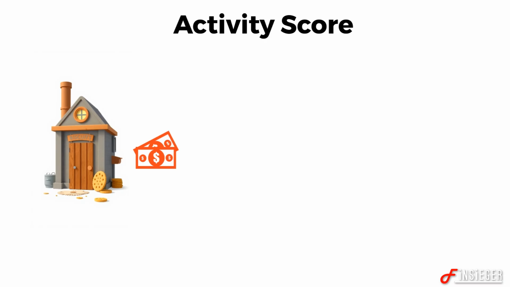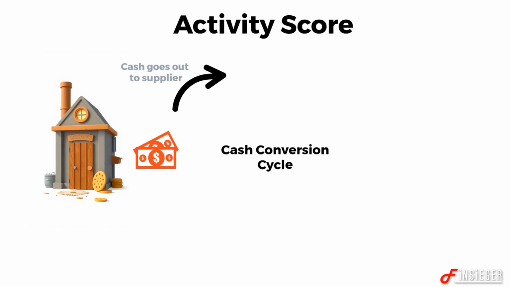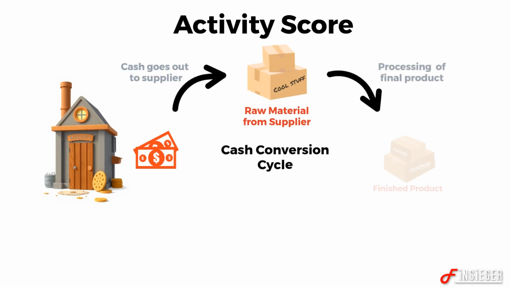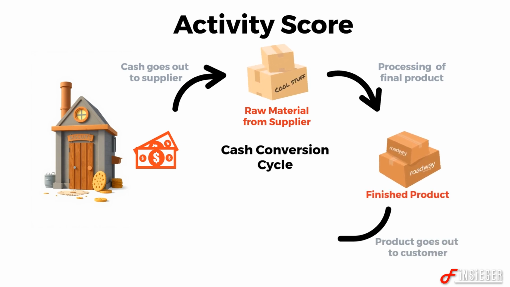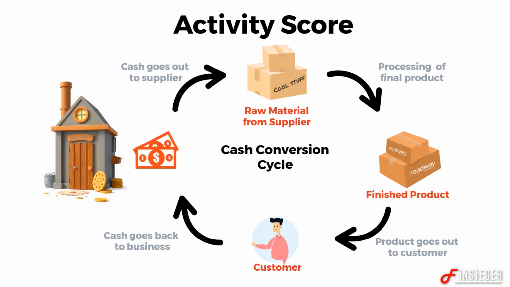For activity score, let's look at the cash conversion cycle, which explains a lot about cash and product management simultaneously. In the cash cycle, cash goes out to the supplier, who provides raw material to the company. Raw materials are processed into the final product, which sits in the company's inventory. The product is then passed on to the customer on credit or on an instant cash basis, which is then received back by the company. The ideal time to complete this cycle is -30 to 180 days.